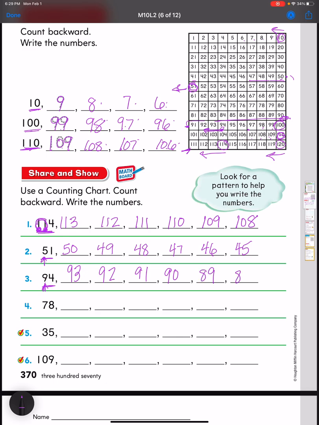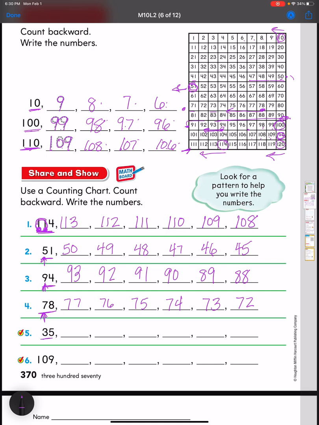89, 88. Number 4, let's start at 78. We're going to find our row with the 70s. First digit's a 7. So there it is, and I go across, and there is 78. And I'm going to go backwards. So 77, 76, 75, 74, 73, 72. I'm going backwards.